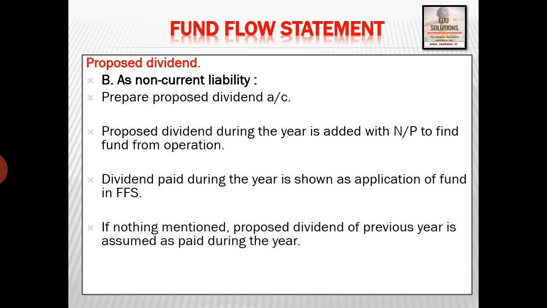Then if there is nothing mentioned, proposed dividend of the previous year is assumed as paid during the year. Sometimes we will be given the proposed dividend of last year, and if there is nothing mentioned about that amount, we should assume that that amount is paid during the year. If it is paid during the year, it should be shown as an outflow in fund flow statement. Then it is suggested to treat as non-current liability.